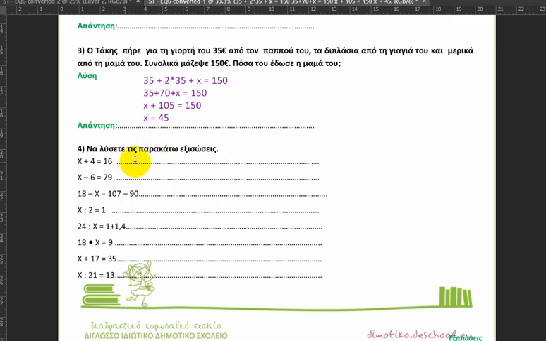Next, solve the equations. x plus 4 equals 16, so x must be equal to 16 minus 4, which means that x must be equal to 12. x minus 6 is 79, so x must be equal to 79 plus 6, which means that x is equal to 85.